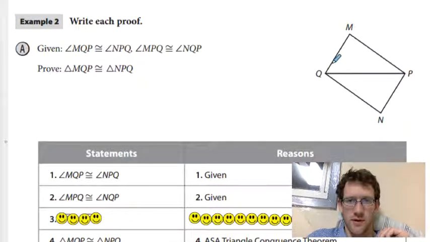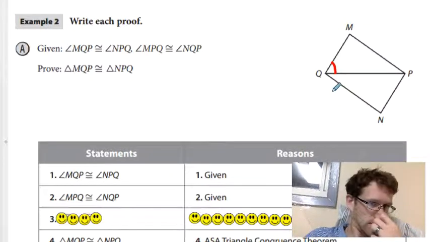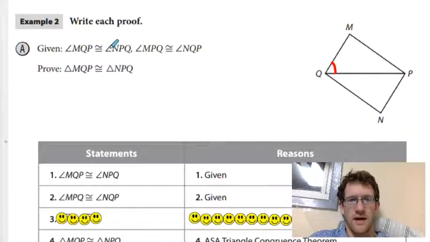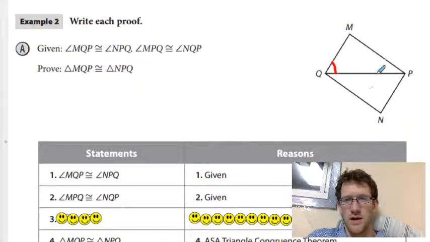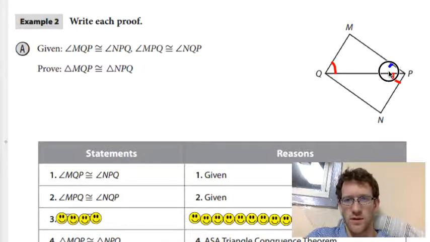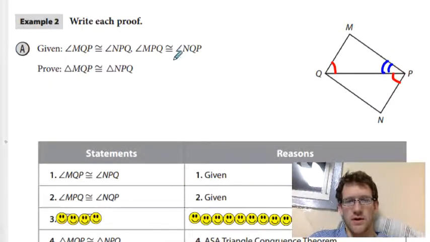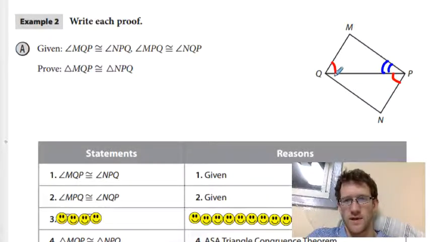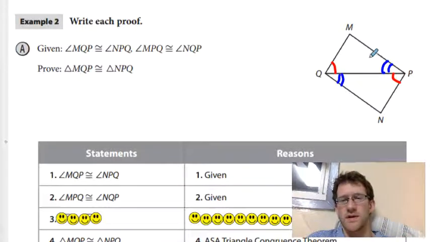So angle MQP means this angle, so I'm going to go ahead and put a little mark. And then I have another angle, angle NPQ. So NPQ means this angle here. You can switch colors if you want, but I'm still going to do a double mark. This one says angle MPQ, so MPQ is this one here, so I'm going to do a double mark, is congruent to angle NQP, so this one here. Okay, cool. So now it's a little bit easier to see what's congruent to what.